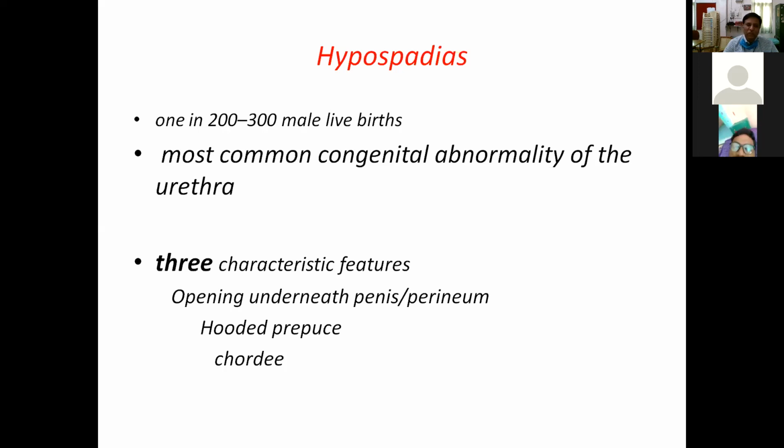The second feature is hooded prepuce. Along with the urethra, the ventral part of the prepuce, the frenulum, is not developed. So the prepuce appears hood-like, a hooded prepuce. And the part of the absent urethra will be represented by a fibrous tissue or fibrous cord, which will bend the penile shaft, leading to what is called chordee. So ventrally placed external meatus, hooded prepuce, and chordee are the three characteristic features of hypospadias.